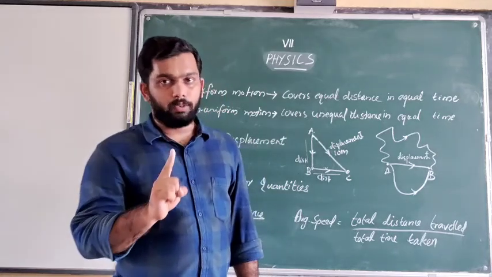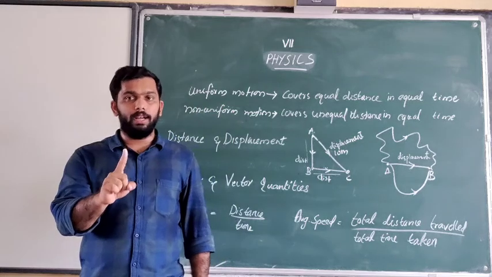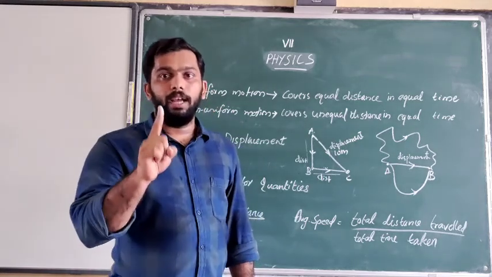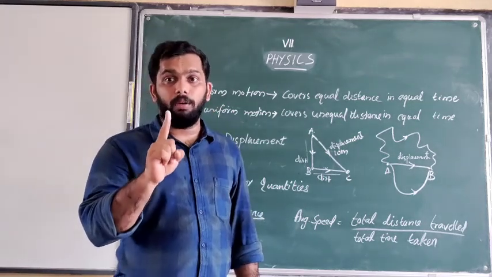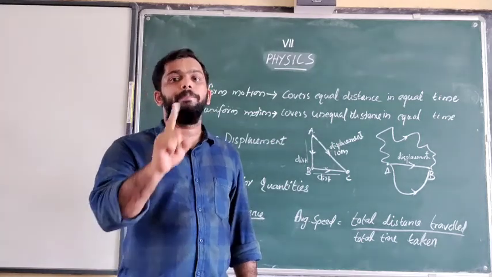So, what is a scalar quantity? A physical quantity that is expressed only in magnitude is called a scalar quantity, and a physical quantity which is expressed using both magnitude and direction is called a vector quantity.